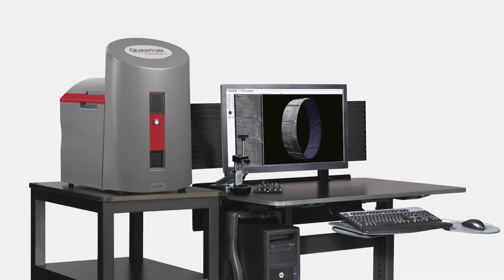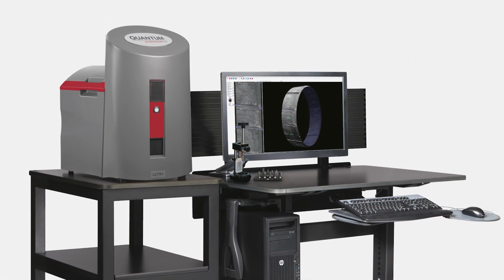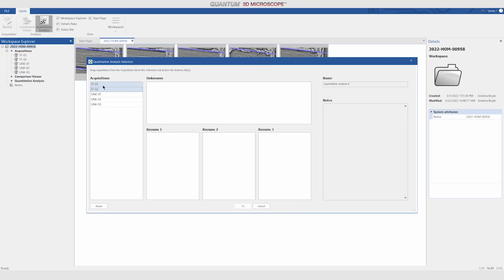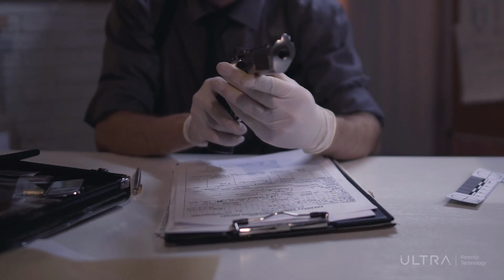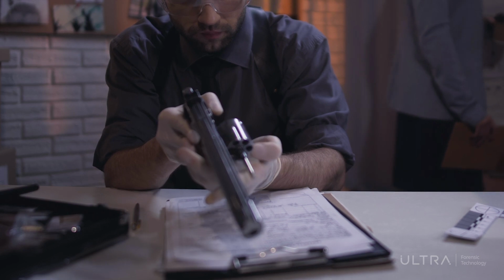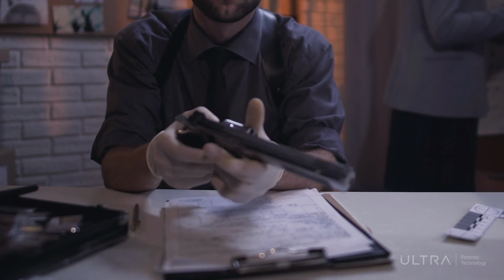The first Quantum model, the S1, is specialized for bullets and similar small objects. It also includes groundbreaking quantitative analysis capabilities based on line counting and pattern matching scores. The Quantum 3D microscope was designed to assist expert conclusions for common source determinations and testimony.